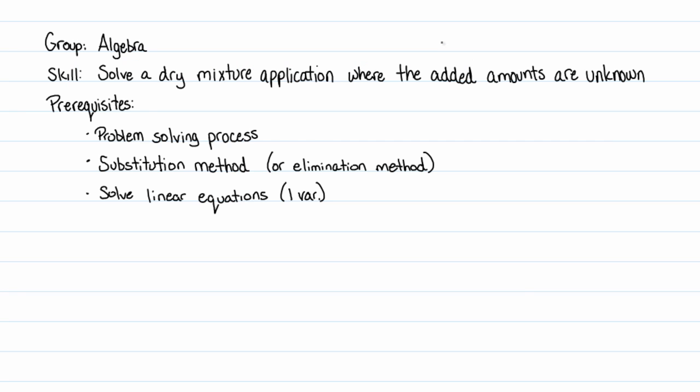This is an algebra group problem. The skill itself is to solve a dry mixture application where the added amounts are unknown. In other words, we don't know how much of each item we're going to make or add to make this mix. The prerequisites: you have to be very familiar with the problem solving process, which I will actually reintroduce here. You should know either the substitution or the elimination method for systems of linear equations. If you don't know those, the way I solved this initially might still make sense to you, but hopefully you do know those. And finally, you should know how to solve a linear equation in one variable.